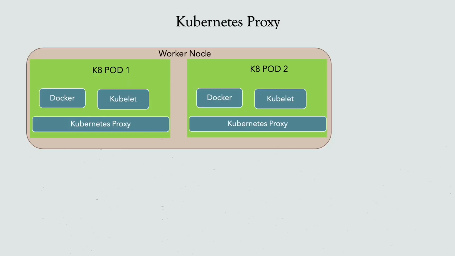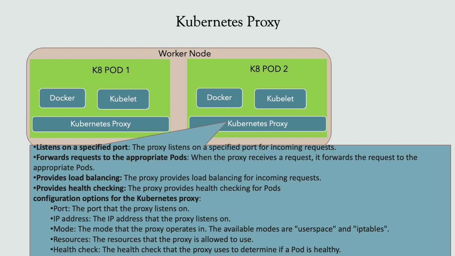Okay, let's look at the kube-proxy component of Kubernetes. Kube-proxy listens for requests to a pod on a specified port and forwards the request to the appropriate pod. When the proxy receives a request, it forwards the request to the appropriate pod. It provides load balancing for incoming requests. It provides health checks for pods.